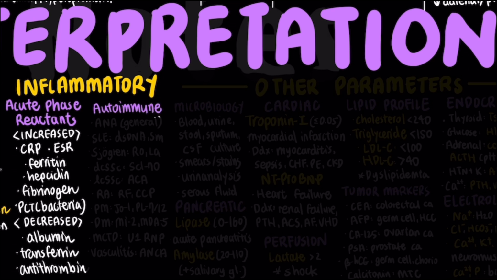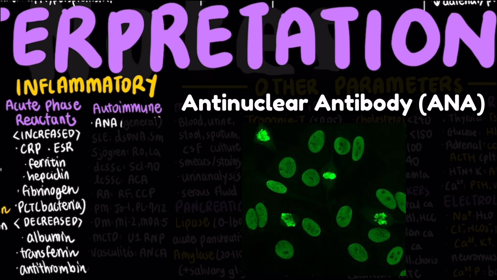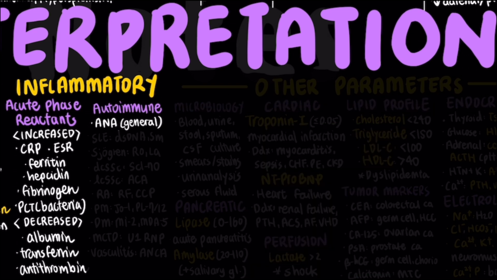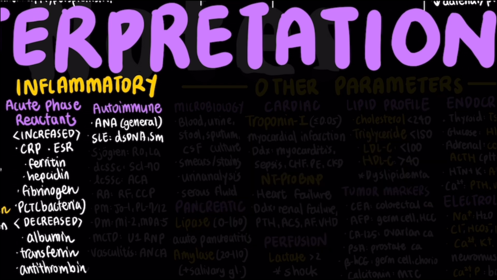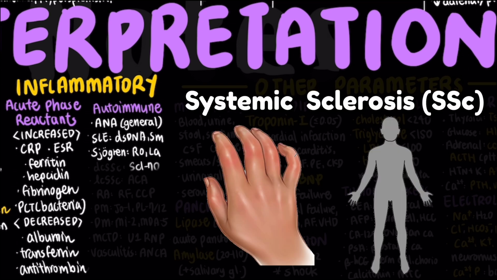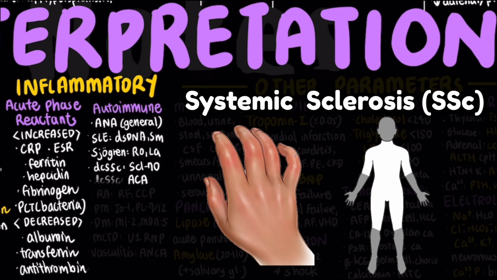Key autoimmune markers include ANA, or anti-nuclear antibody, a general biomarker for many autoimmune diseases. Anti-double-stranded DNA and anti-Smith antibodies, highly specific for systemic lupus erythematosus, or SLE. Anti-Ro and anti-La, which are common in Sjogren's syndrome. Anti-SCL70, seen in diffuse systemic sclerosis. Anti-centromere antibody, or ACA, associated with limited scleroderma.